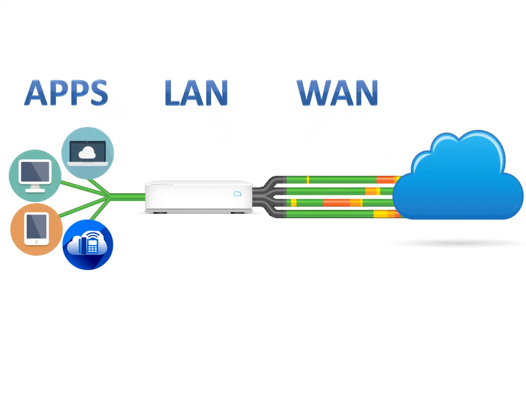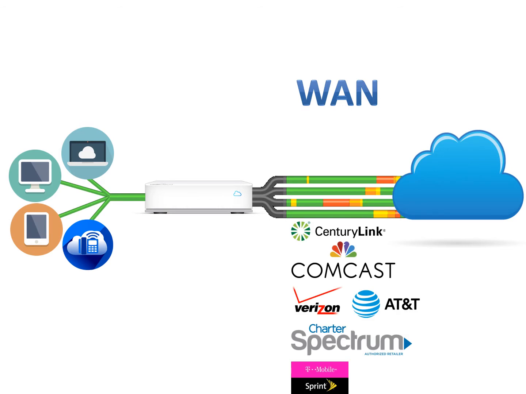When talking about SD-WAN, there are three main components: your WAN, your LAN, and your apps. Let's take a look at the WAN, or more commonly referred to as your ISP, Internet Service Provider. There are a lot of options when choosing your WAN, including CenturyLink, Comcast, AT&T, and many more. When choosing one or multiple ISPs, you are considering your bandwidth needs, availability at your location, cost, and redundancy.